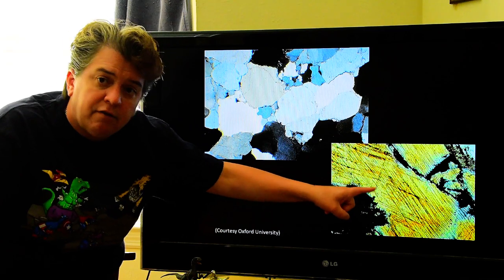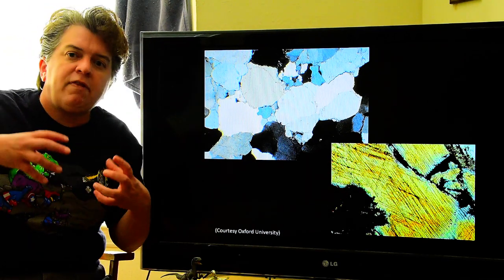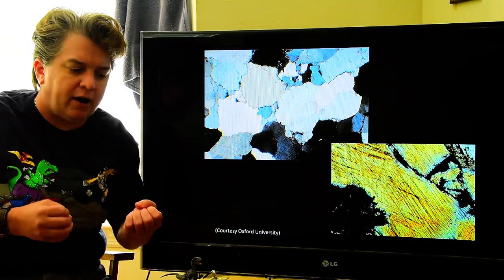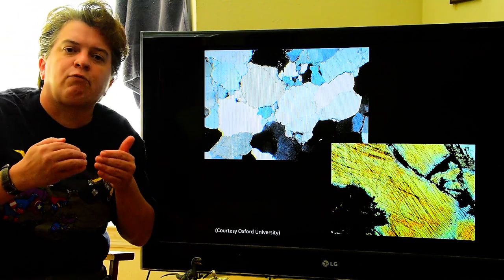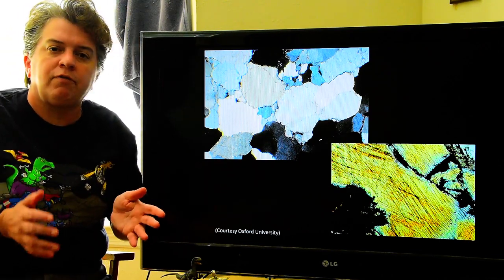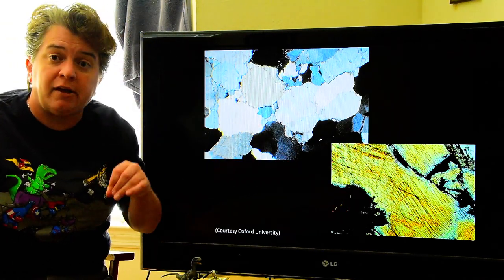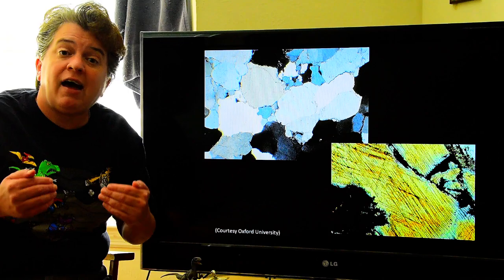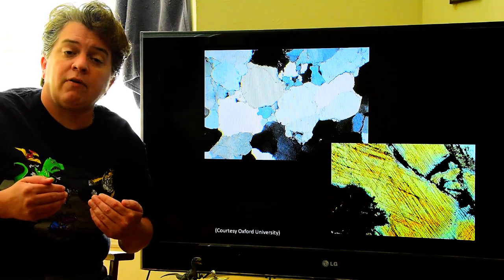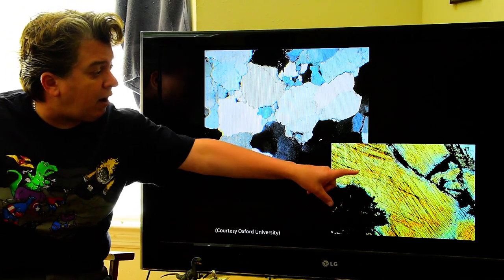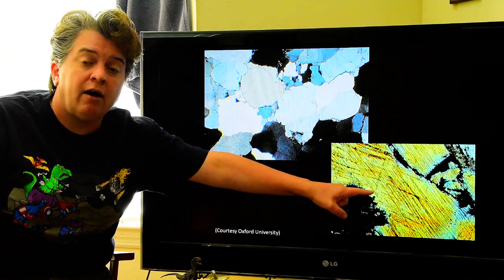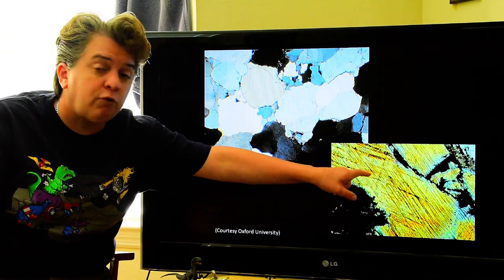See those lines in there? Those lines are where the force of the meteorite impact actually disrupted the crystal structure of the quartz and created those lines that we see. And when you see that, you know that a meteorite impact has happened because other things do not have enough force to create that.